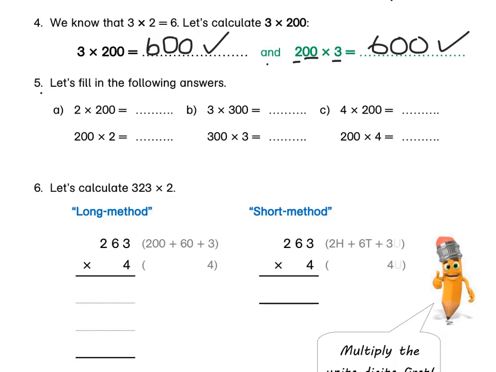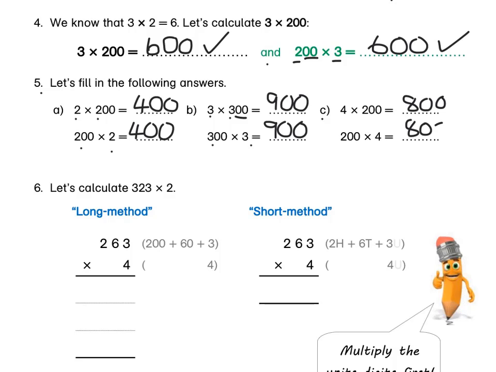For 5, let's fill in the following answers. 2 times 2 is 4. Times 100 is 400. Therefore, this answer is also 400. 3 times 3 is 9. Times 100 gives 900. We will also get 900. Lastly, for C, we're going to get 800 there and 800 there. Let's move on to 6.